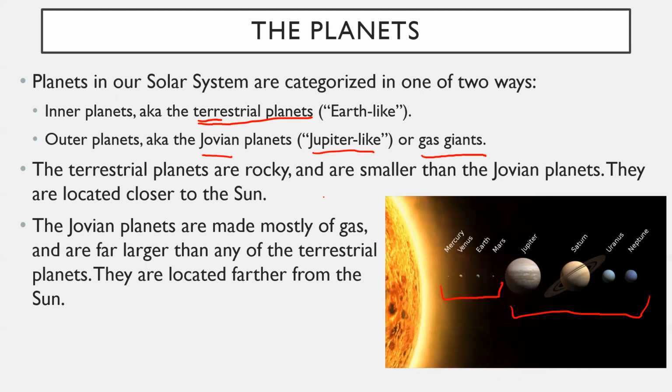Now, the terrestrial planets are rocky. I just kind of said this, but they're also obviously a lot smaller than the Jovian planets. They're located closer to the sun, and the Jovian planets are mostly made of gas and are far larger than any of the terrestrial planets. Even the smallest ones are bigger than even the biggest terrestrial planet. The biggest terrestrial planet, just by the way, is Earth, barely. Venus is pretty close, but it's barely bigger. And the Jovian planets are located farther from the sun, hence the name outer planet.